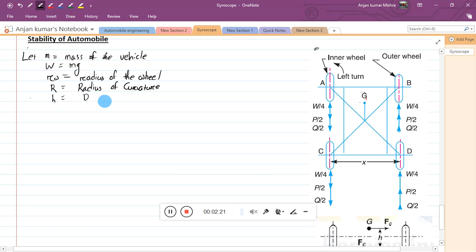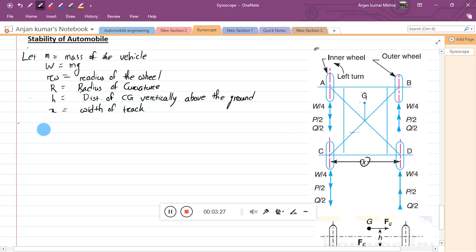As you can see in the second diagram, it is below the page, and that will be required when we discuss the centrifugal action. So h is the distance of the center of gravity, CG, vertically above the ground. Then x is the width of the track, as you can see, this one that I am talking about.